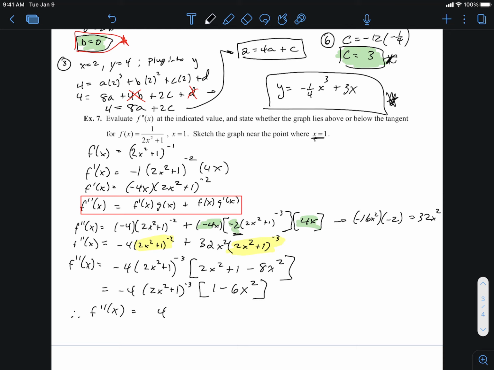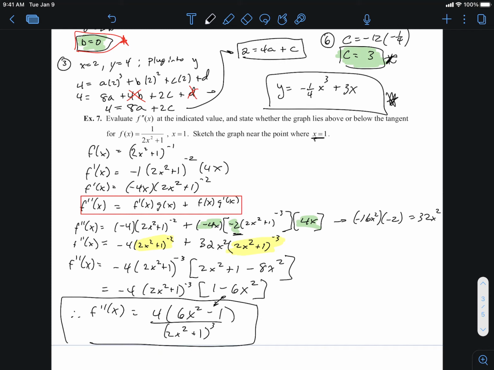Okay, I think it should be negative. Oh, one sec, I know what happened. I know what I did. You can factor out a negative from in here, and we're going to rewrite this. We're going to write 4 times (6x squared minus 1). You'll notice the difference between these two. I factored in a -1 and they canceled. Over (2x squared plus 1) to the power of 3. This is your final double derivative. Okay. And now, guys, we can say, okay, well, we know what the derivative is.